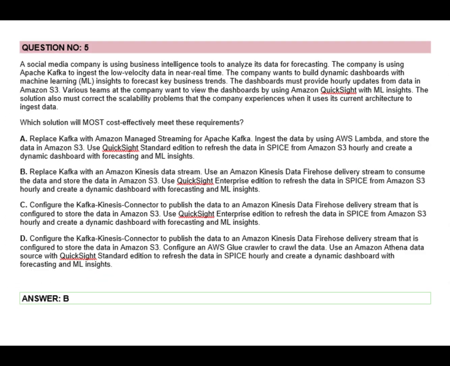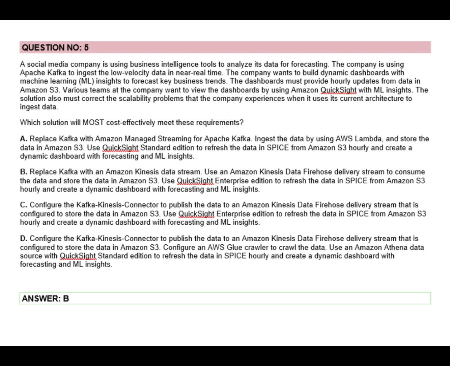Question No. 5. A social media company is using business intelligence tools to analyze its data for forecasting. The company is using Apache Kafka to ingest the low-velocity data in near real time. The company wants to build dynamic dashboards with machine learning, ML, insights to forecast key business trends. The dashboards must provide hourly updates from data in Amazon S3. Various teams at the company want to view the dashboards by using Amazon QuickSight with ML insights. The solution also must correct the scalability problems that the company experiences when it uses its current architecture to ingest data. Which solution will most cost-effectively meet these requirements?